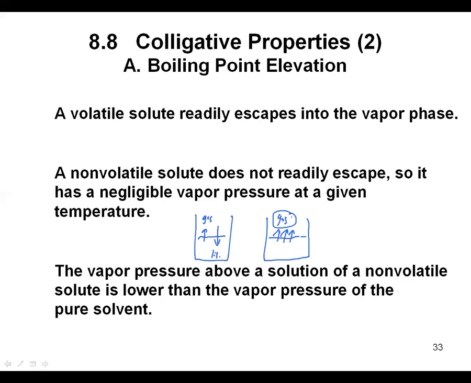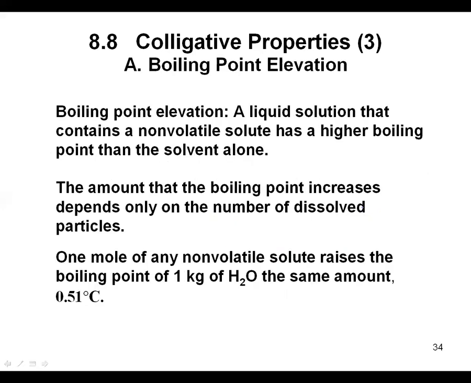And vice versa, if something is non-volatile, that means not a lot of molecules are coming out of the solution. Most of them are staying in the solution, and you have fewer gas molecules above the solution, and you would have a lower vapor pressure. So one aspect of colligative properties was known as boiling point elevation. By having something dissolved in a pure solvent like water, it will increase the boiling point of it. So again, instead of boiling at 100 degrees, it will boil at 105, for example, or something like that.